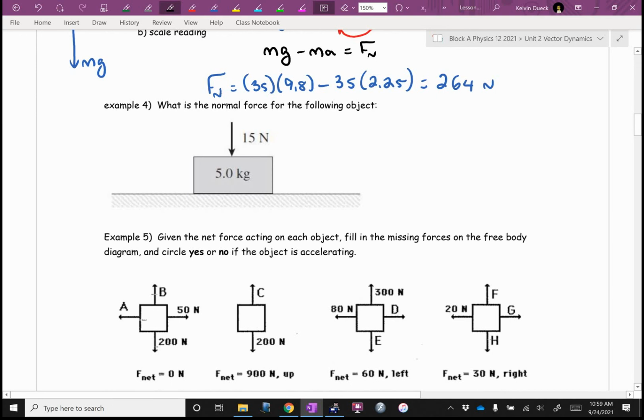Example 4, what's the normal force for the following object? You'll notice on your formula sheet there is no equation that says Fn equals and some way to calculate it. We will always get it from a free body diagram. And on that note, this is a job for a free body diagram. What are the forces acting on this 5 kilogram mass? Get the obvious one. What else? There's also a 15 pointing down.